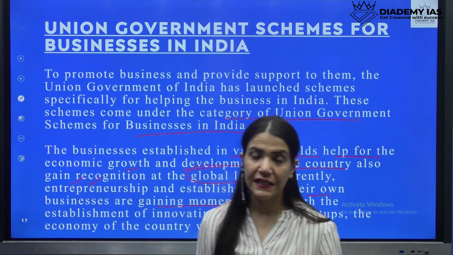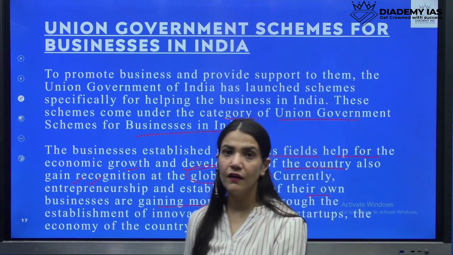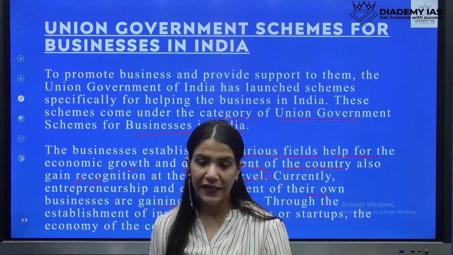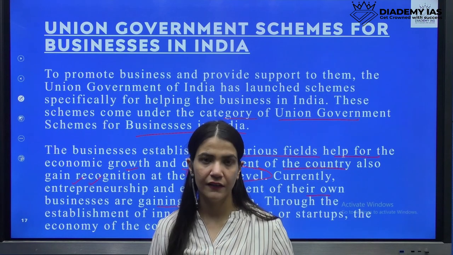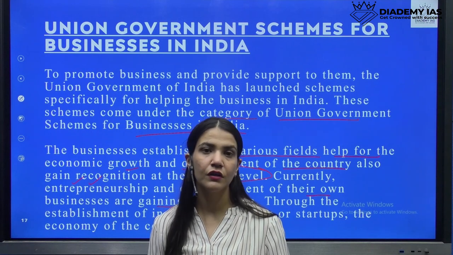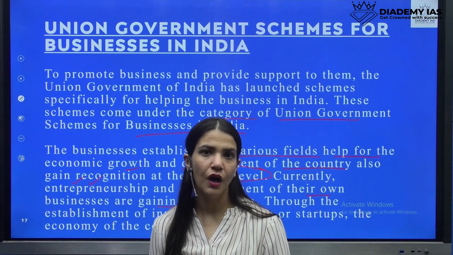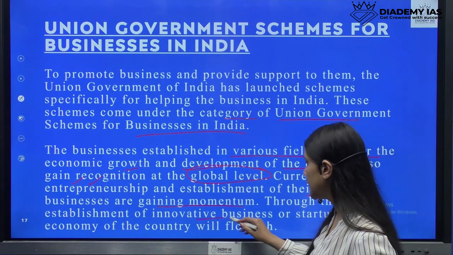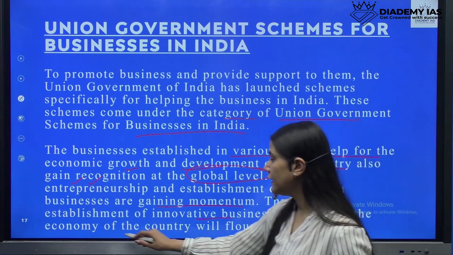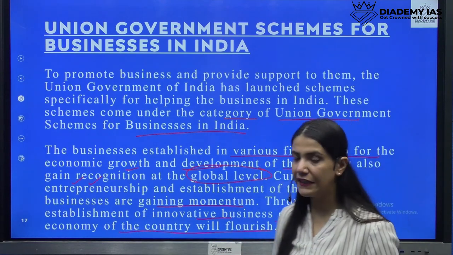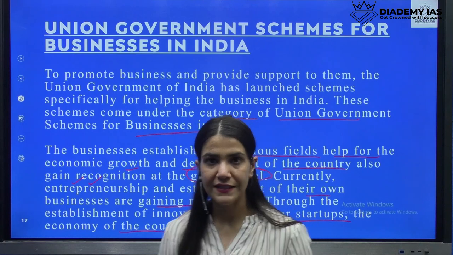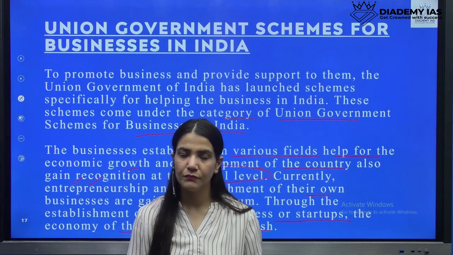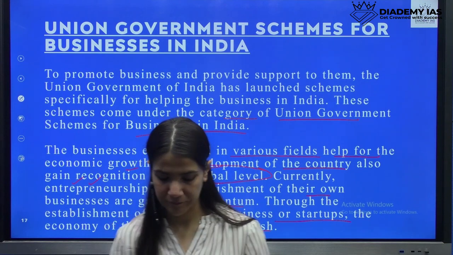This is how the government is playing a vital role in providing flexibility and a safeguarded environment for new business ventures to come into the picture. Through the establishment of innovative businesses or startups, the economy of the country will flourish. Definitely, the more progress in the business world, the more it directly boosts the country's economy.